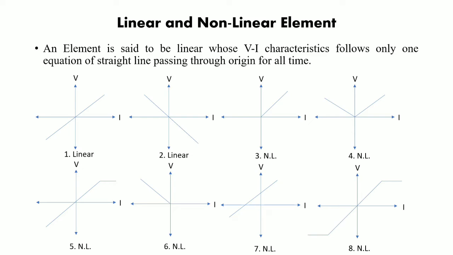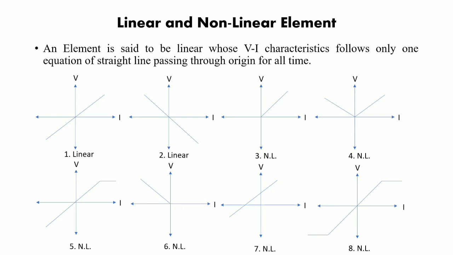In graph number 5, see, for increasing current the voltage remains constant, so it is not following the equation of the straight line for all time, means it is also non-linear. Come to the next graph, graph number 6. Graph number 6 is also non-linear because for I greater than 0 you are not getting voltage, means it is not following the equation of the straight line for all time, so it is non-linear. Come to the next graph, graph number 7. This is not passing through origin, so this is non-linear.